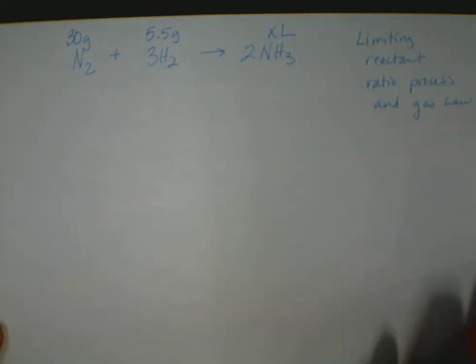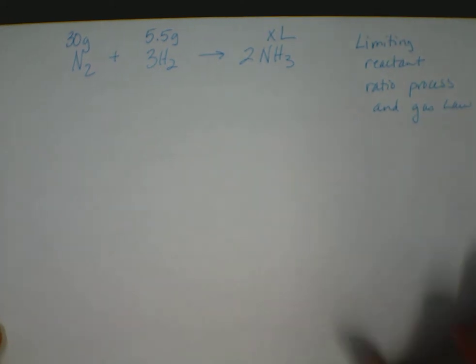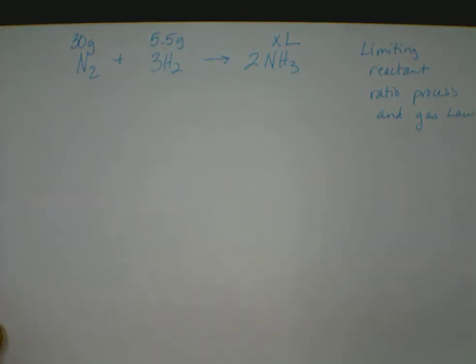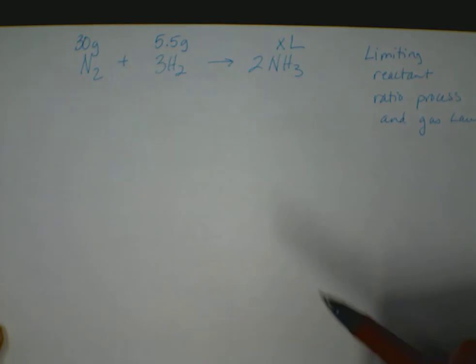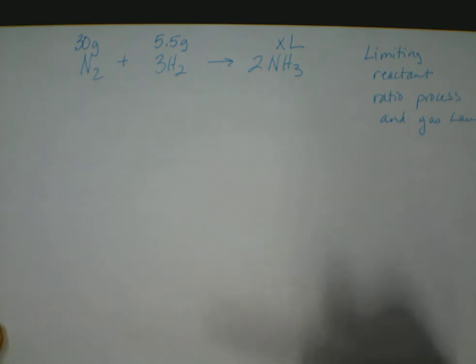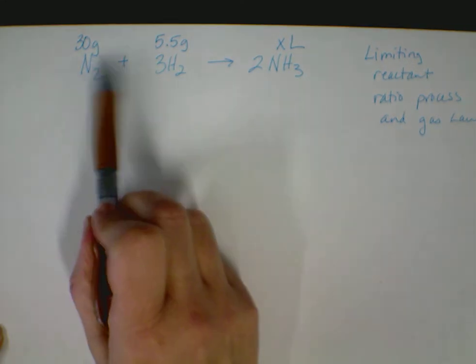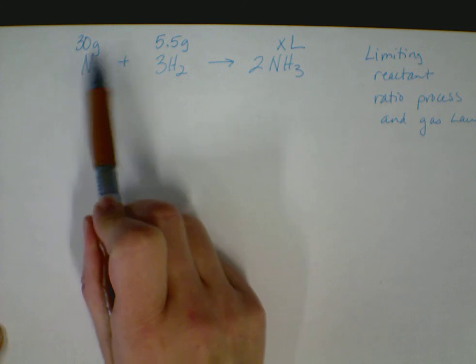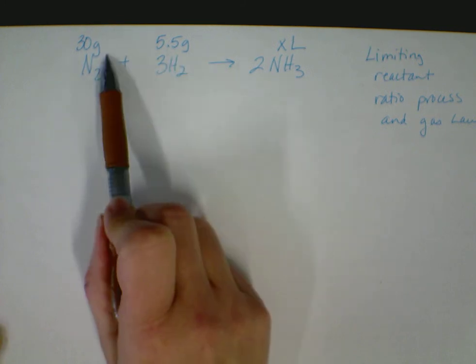Here we have an example of a limiting reactant. We're going to use the ratio process. We also have gas laws in this because we have liters as our product. We're given mass as our reactants. And we're given amounts for both, which is why this is called a limiting reactant, because you need to figure out which one of these you'll run out of first.